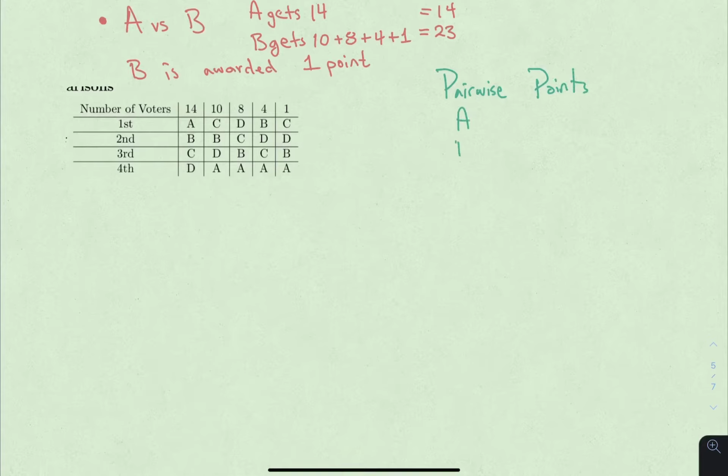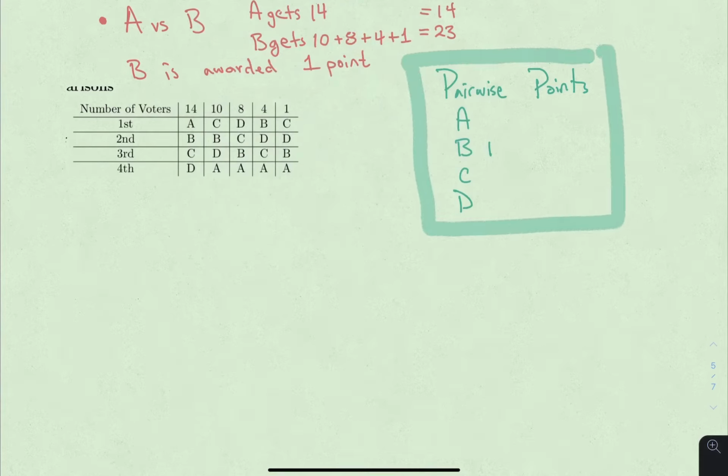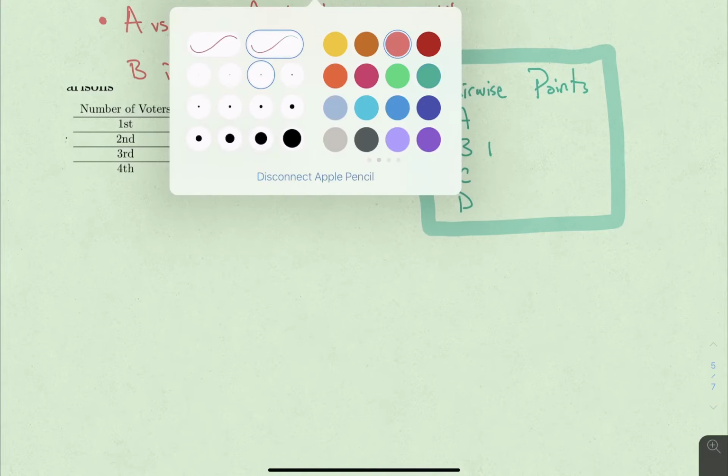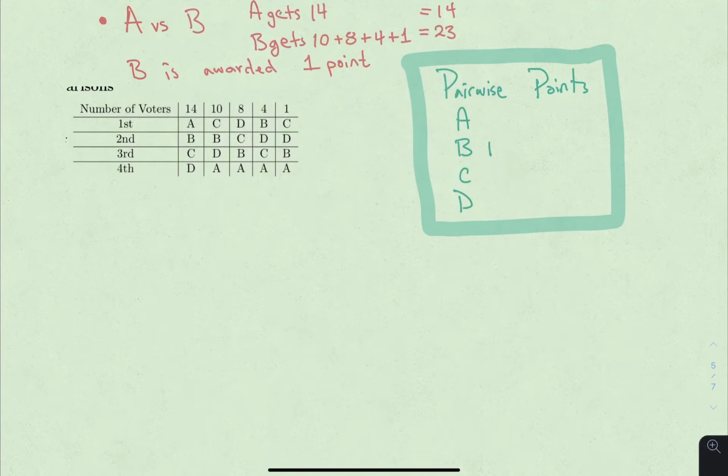And A, B, C, and D. And right now, B has 1 point. So let's keep this off to the side. These are going to be the points that we use to determine who actually wins the election. Whoever gets the most of these pairwise points will win. So we need to go and look at all the other pairs.